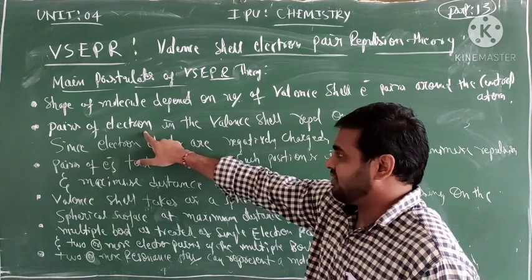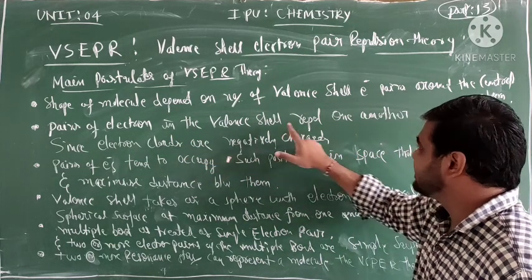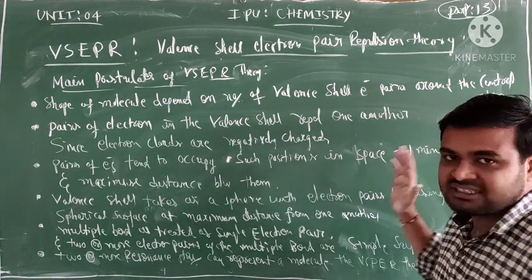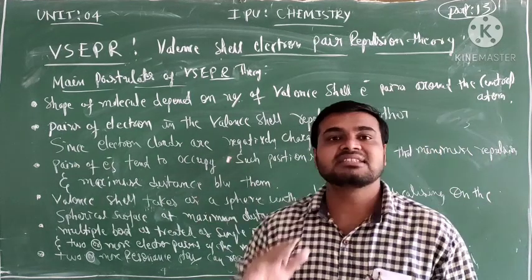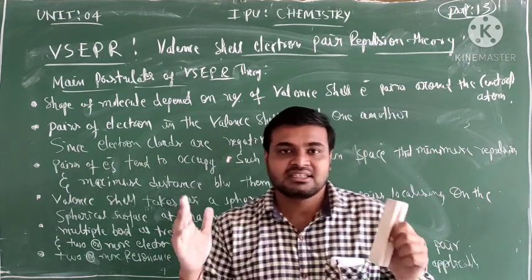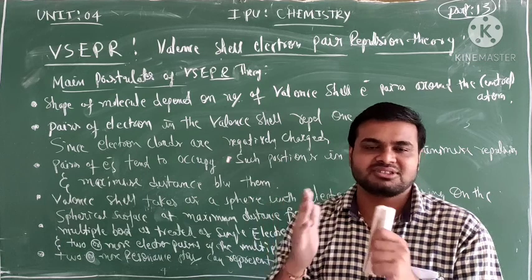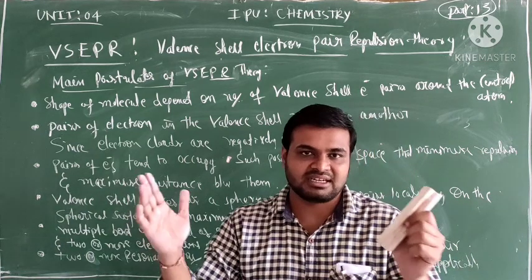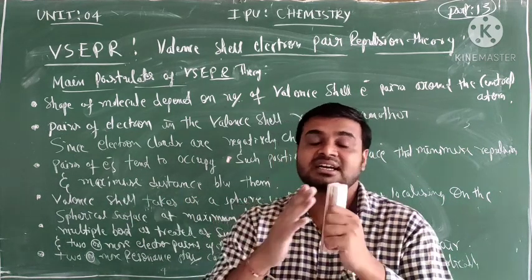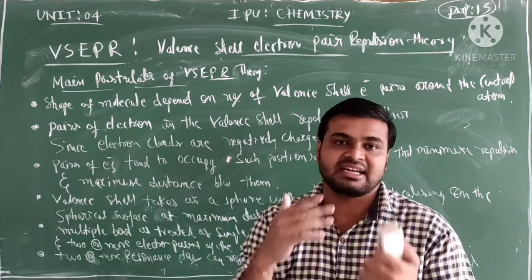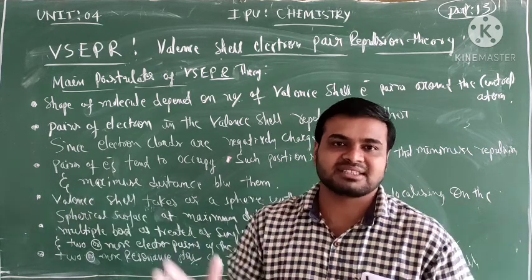pairs of electrons in the valence shell repel one another. The electrons in the valence shell of the atoms repel each other, and they exhibit a repulsive force.